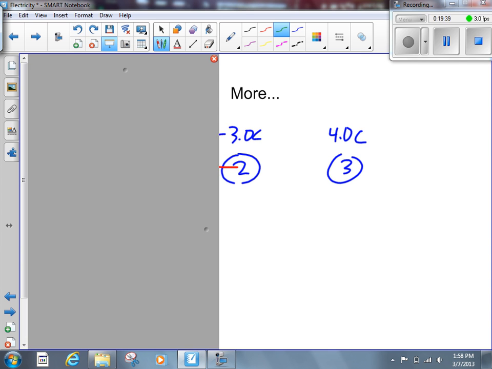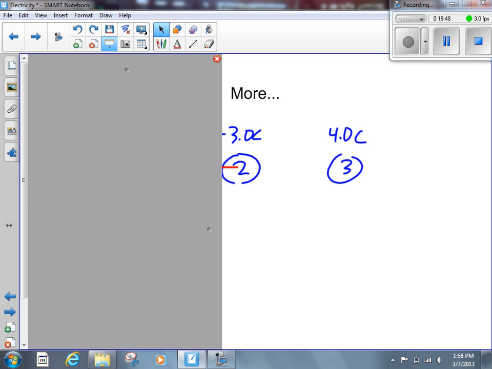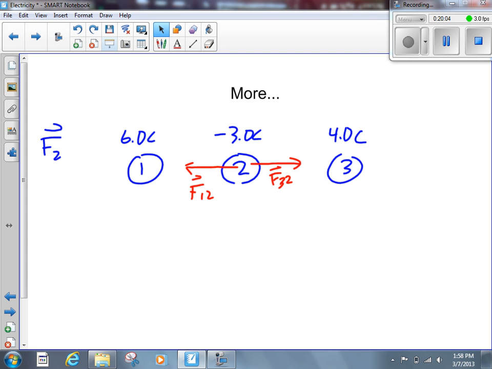Now let's ignore number 1. Is 2 and 3 an attractive force or a repulsive force? It's an attractive force. We know that because they're opposite charges. 2 is going to be pulled towards number 3 as a result of number 3. And 3 is going to be pulled towards number 2, but we don't really care about that one either because we're looking for the force on number 2 as opposed to number 3. Does that make sense?